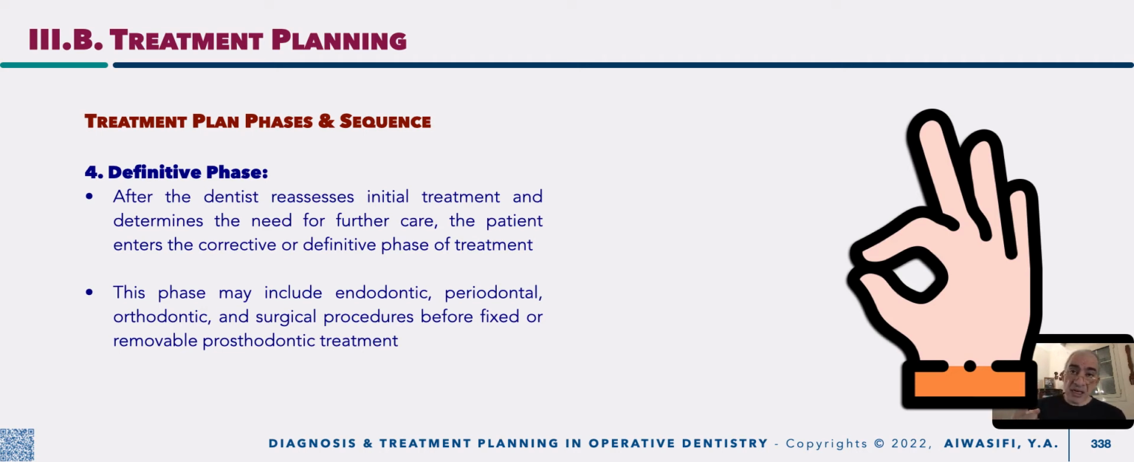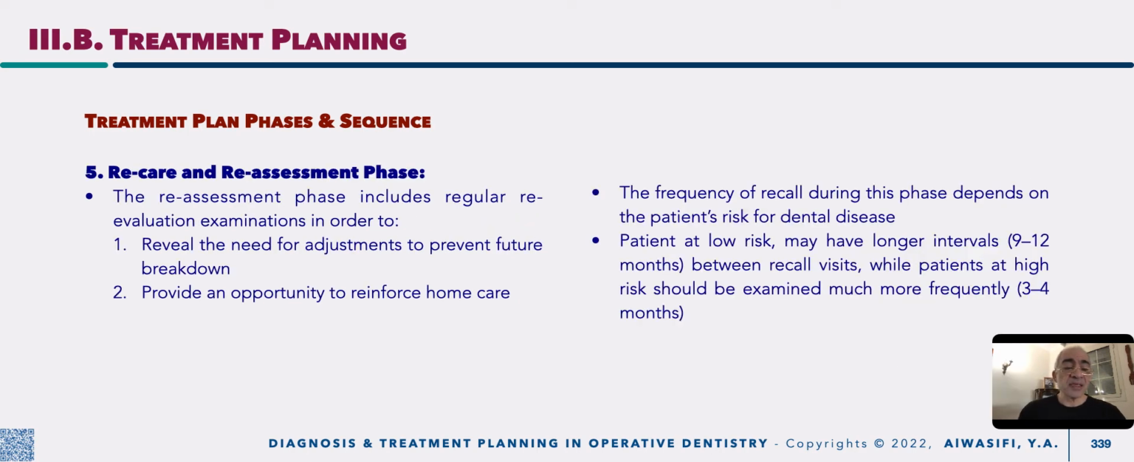Even if it is a single visit, you should have definite spots to reassess your procedures and the accuracy of your procedures, either it is a single tooth restoration, quadrant restoration, multi-teeth restoration, or multidisciplinary restorations. All of these should be assigned in your treatment plan. Then comes the last phase, which is the recare and reassessment phase. Reassessment is a regular evaluation and examination follow-up of your case to reveal the need for adjustment to prevent future breakdown and provide opportunity to reinforce home care.